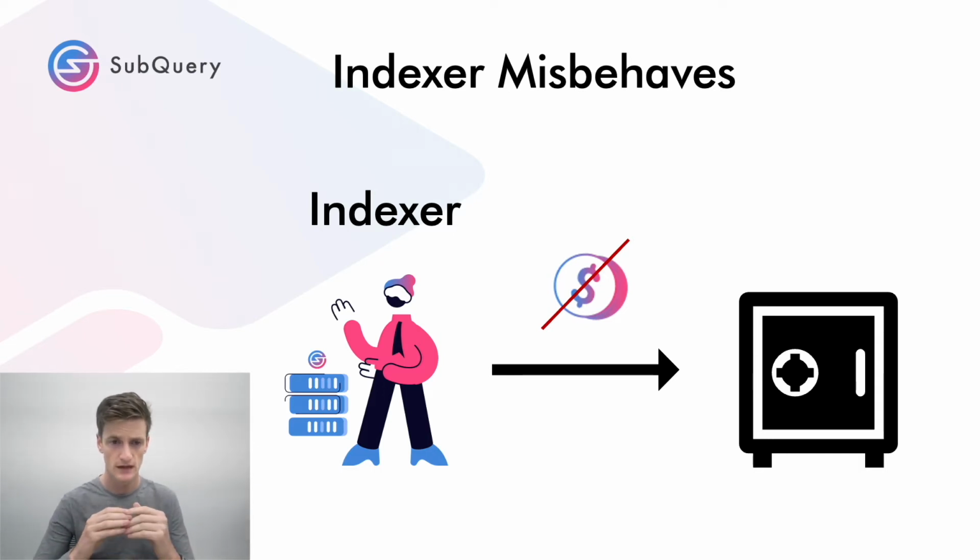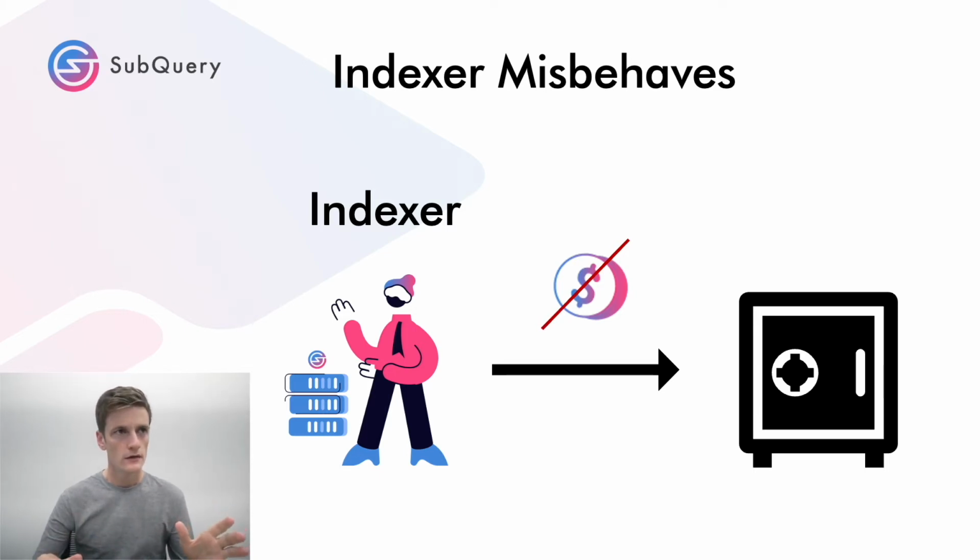And at this stage, what we do intend to do is to limit the disincentive imposed on a SubQuery project, so it will not affect the indexer's staking amount on another SubQuery project. So if you fail to index one project, you probably won't be punished for the other projects that you manage.